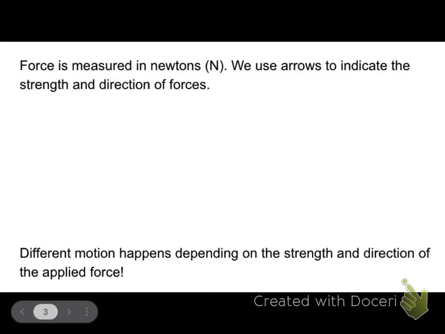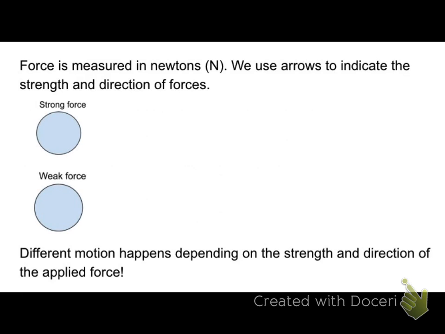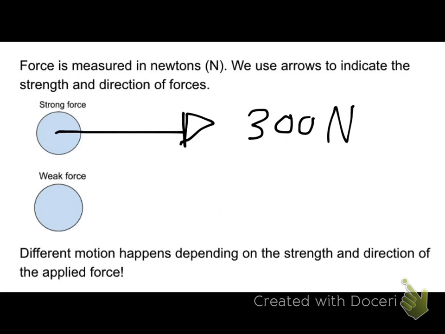So, then let's talk a little more about forces. Forces are measured in units called newtons, and we use arrows in diagrams to indicate the strength and the direction of a force. So if we have a strong force, we're going to use a large arrow. Perhaps this would be a force of like 300 newtons. Whereas if you have a weaker force, you're going to use a smaller arrow. So maybe this one would only be about 100 newtons.